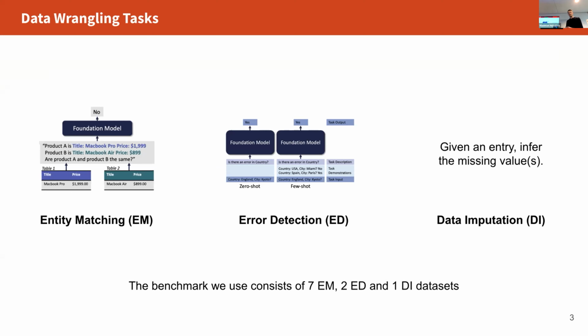So for example, if my country is Spain and my capital is Paris, it should say, hey, there's something wrong here with the system that we're working with. And lastly, there is data imputation, which essentially means that we have these missing values, and we want to infer them based on the context that they're in, right? So we have 10 data sets consisting of these three tasks, and this is where we started from.